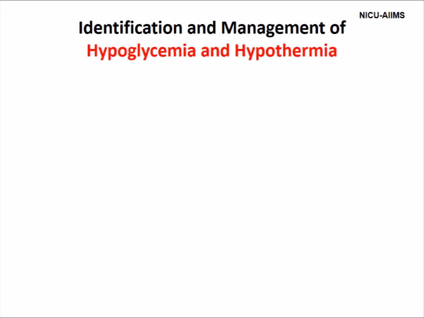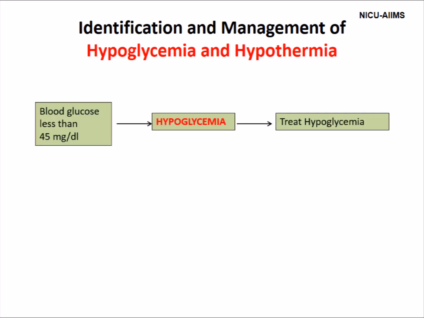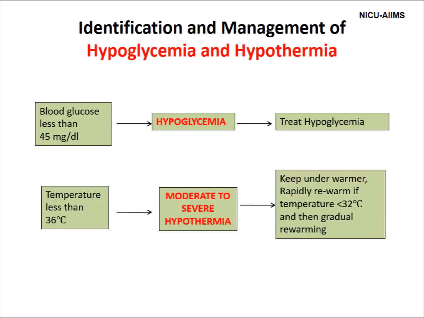Identification and management of low blood glucose and hypothermia. If the blood sugar is less than 45 mg per deciliter, treat the baby for hypoglycemia following standard treatment protocol. If the neonate's axillary temperature is less than 36 degrees Celsius, treat the baby for moderate to severe hypothermia. Keep under radiant warmer if the baby's temperature is less than 32 degrees Celsius.